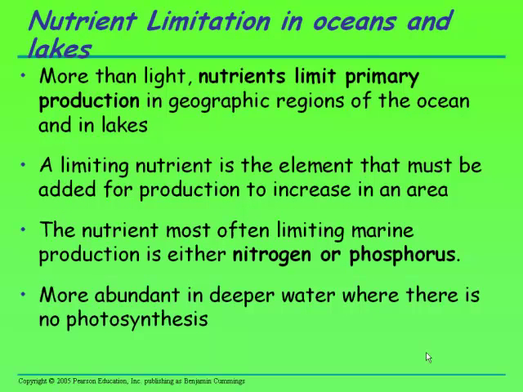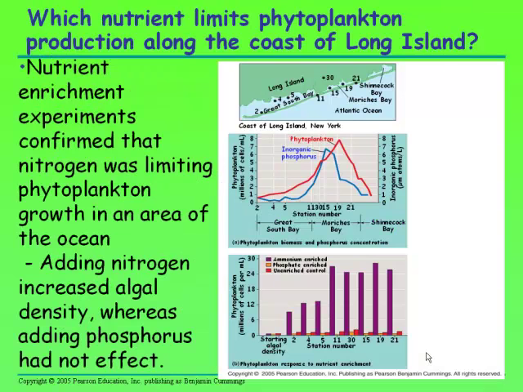Nutrient limitation in oceans and lakes. More than light, nutrients limit primary production in geographic regions of the ocean and in lakes. A limiting nutrient is an element that must be added for production to increase in an area. The nutrient most often limiting marine production is either nitrogen or phosphorus. It is more abundant in deeper water, where there is no photosynthesis to compete.